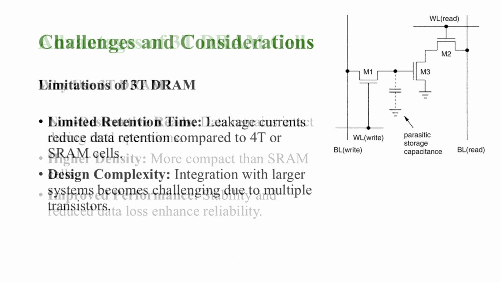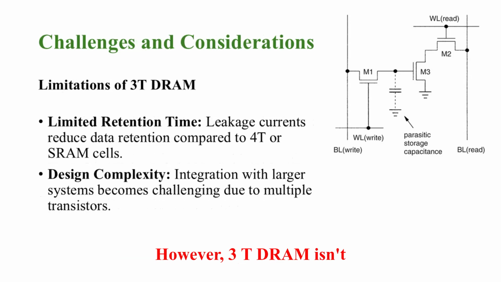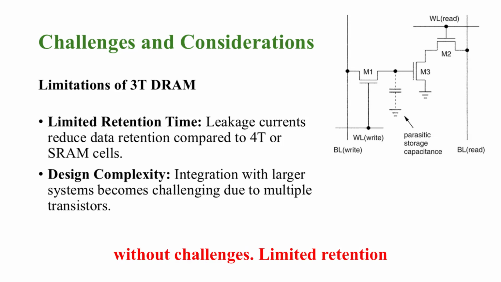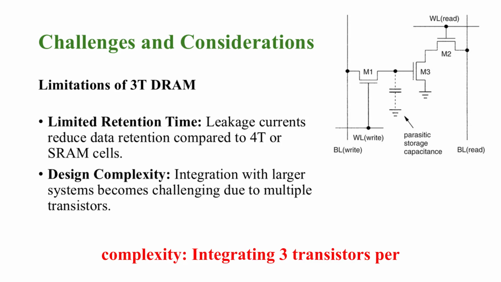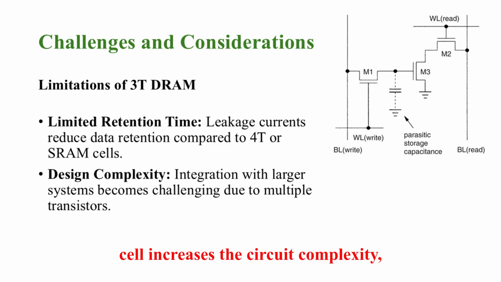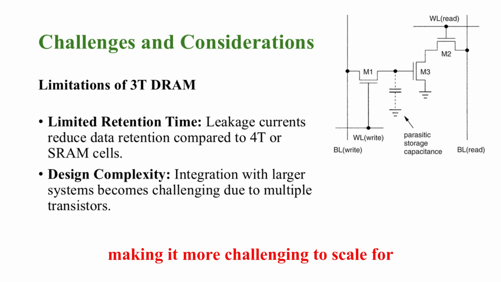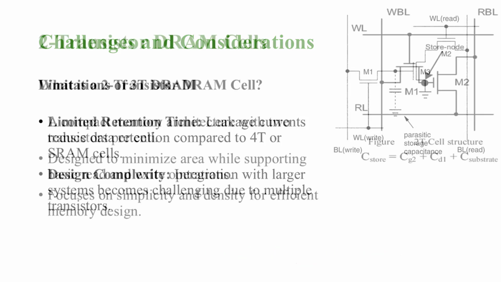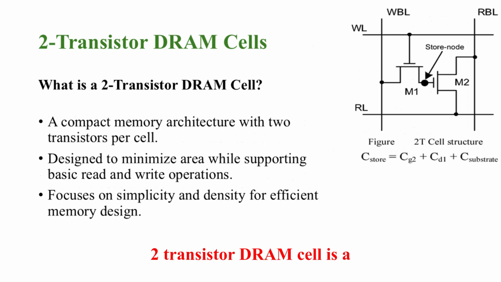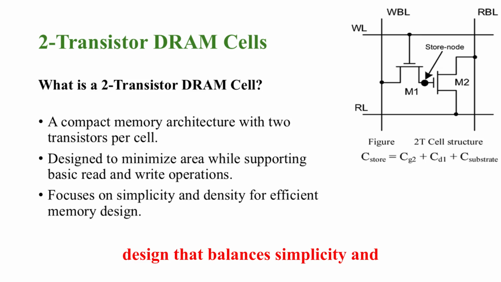However, 3T DRAM isn't without challenges. Limited retention time. Leakage currents can cause stored data to fade more quickly than in SRAM or 4T designs. Design complexity. Integrating 3 transistors per cell increases the circuit complexity, making it more challenging to scale for larger systems. Despite these challenges, the design remains a compelling option for applications prioritizing performance and density. The two-transistor DRAM cell is a design that balances simplicity and density.